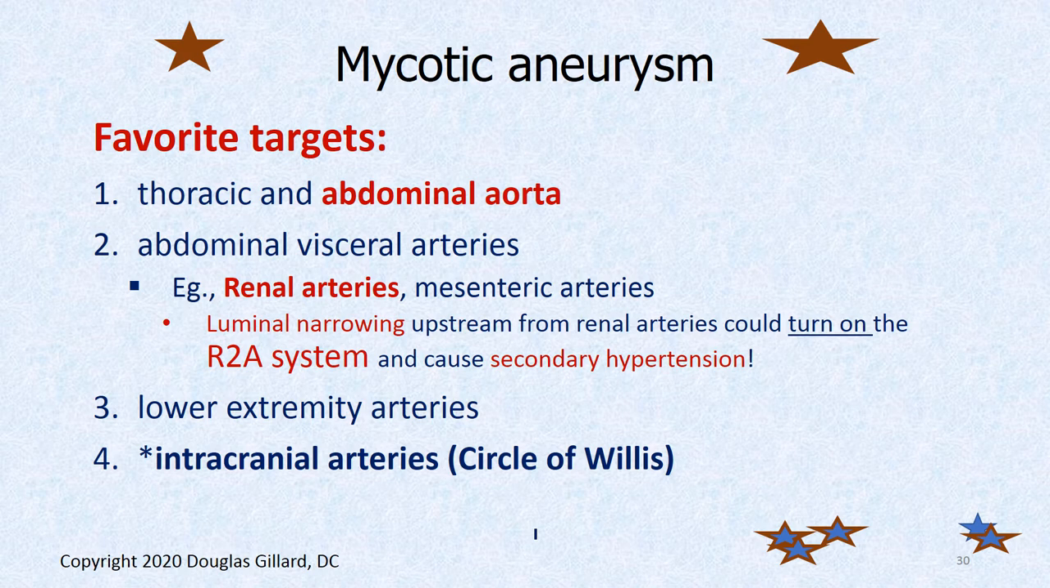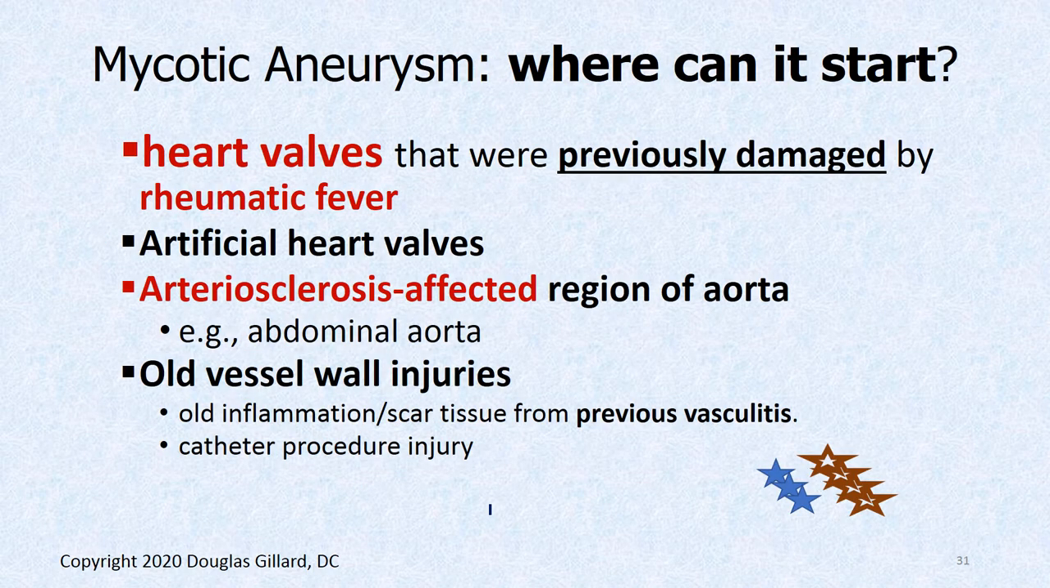Where are the favorite targets of these mycotic aneurysms? The abdominal aorta, the abdominal visceral arteries, like the renal arteries, the mesenteric arteries. What happens if you get a mycotic aneurysm in a renal artery? It's possible it could decrease the blood flow downstream, and you could get a secondary hypertension because the kidney could become hypoperfused. You can get these in the circle of Willis, which we'll talk about. I mean, they could happen really anywhere.